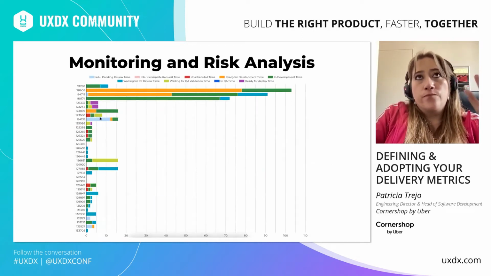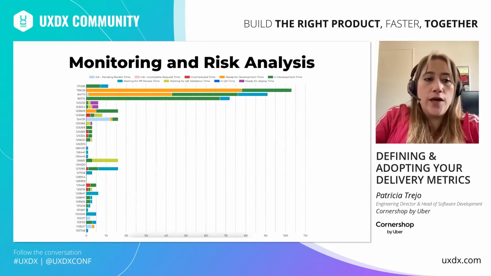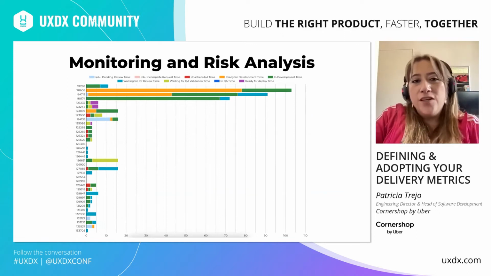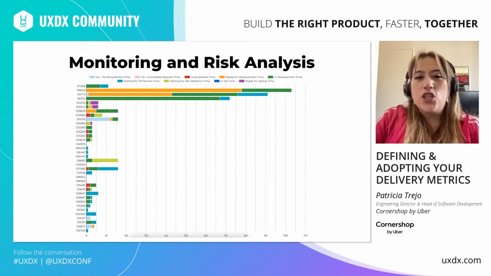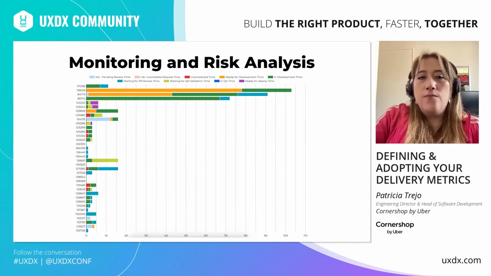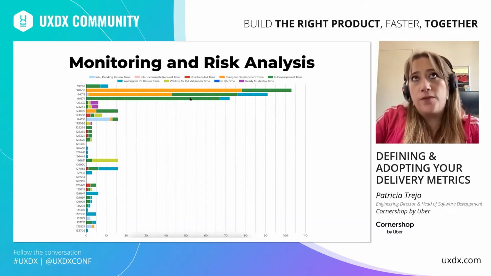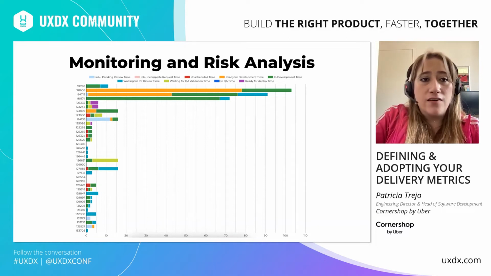Okay, so let's see an example. Here we have this graph, and we can easily see that there are some strange behaviors, for example, these first cards. Why did the cards located above take so long to be delivered? We are talking about more than 100 working days, and the other ones not, right?